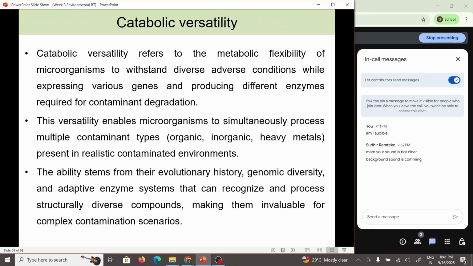This is the concept of concentration threshold of contaminants. And next one is the catabolic versatility. Catabolic versatility refers to the metabolic flexibility of microorganisms to withstand diverse adverse conditions while expressing various genes and producing different enzymes required for contaminant degradation.